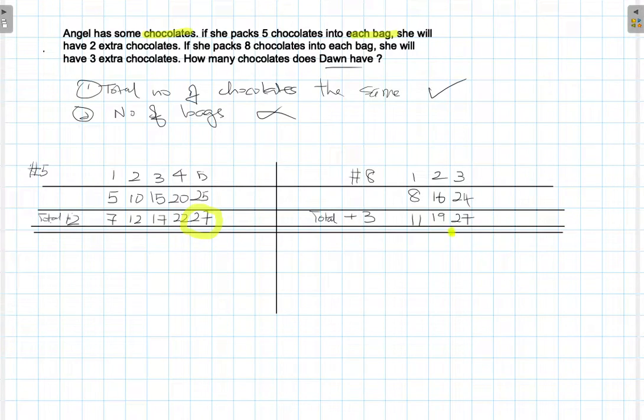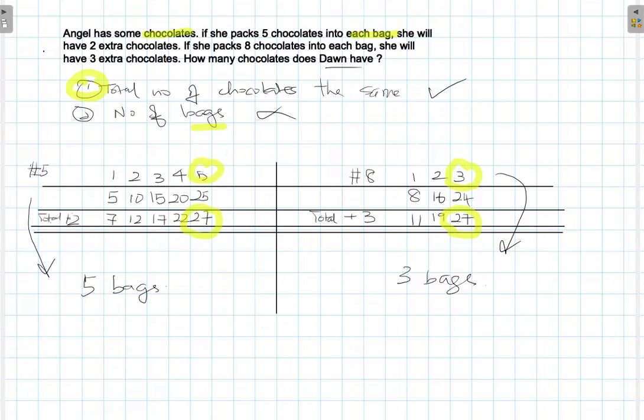27. So if I pack 5 chocolates in 5 packets, I will have 25 with 2 extra. If I pack 3 packets of 8 chocolates, I will have 3 extra. So this is how I find the total number of chocolates, because I know that only this is the same, but the number of bags is different. This one uses what? 5 bags, and then this one uses 3 bags.